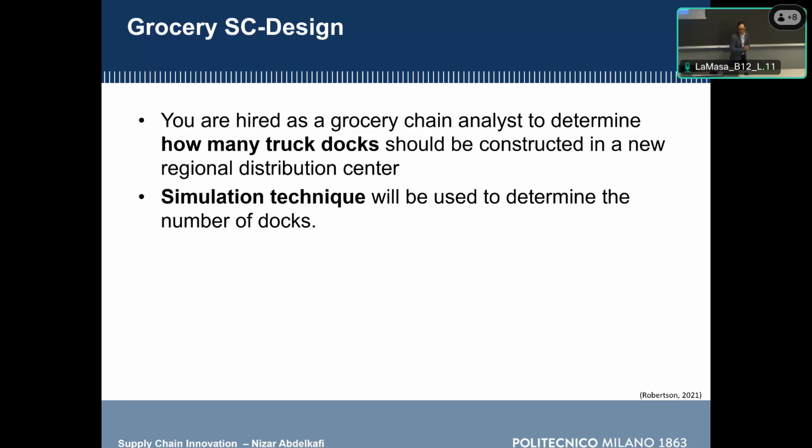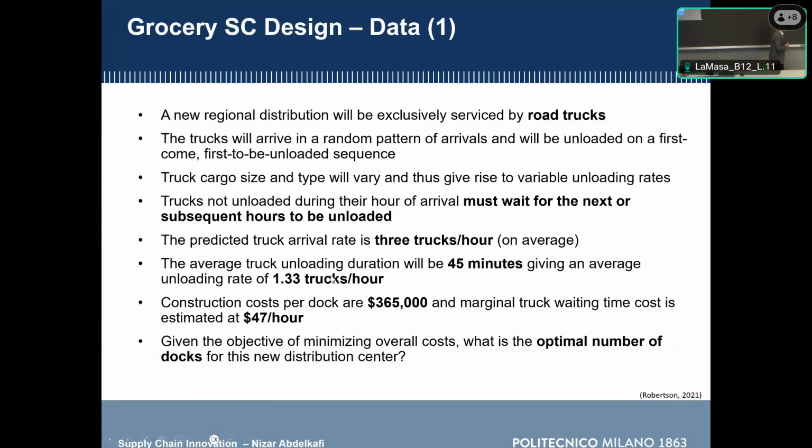So here we have the problem. There is quite a lot of data here that we should dedicate some attention to. A new regional distribution center will be exclusively serviced by road trucks, so we will have only road trucks. The trucks will arrive in a random pattern of arrivals and will be unloaded on a first come, first to be unloaded sequence. So you have docks.